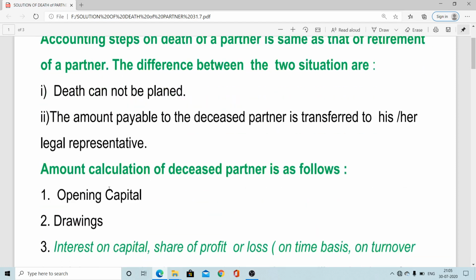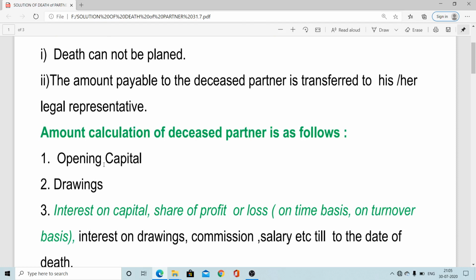Now let's see the accounting steps, how we have to calculate. First of all, opening capital as it is from the last balance sheet. Along with the opening capital, if a current account balance is there, or if the deceased partner provided any loan, we have to consider it. Drawings from the last balance sheet till the date of death, if any drawing was made, you have to calculate. And along with that, interest on capital as well as share of profit you also have to calculate. These two parts are new.